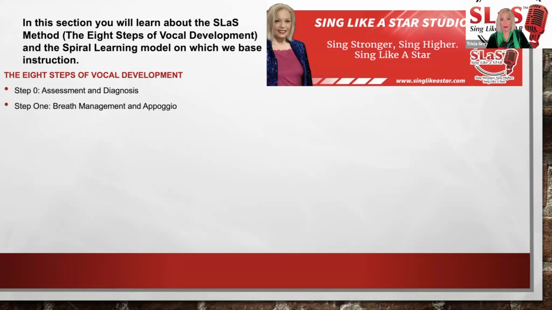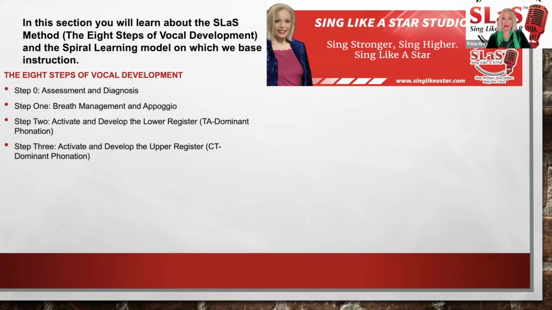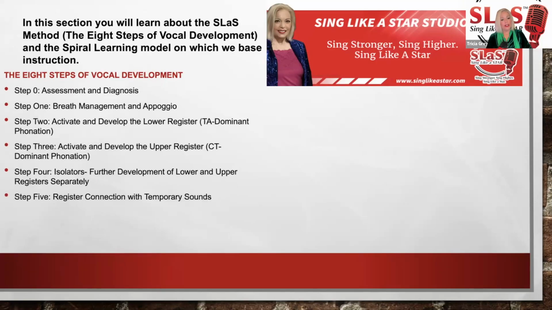Step 1, breath management and appoggio. Step 2, activate and develop the lower register. That's called TA dominant phonation. Step 3, activate and develop the upper register, CT dominant phonation. Step 4, isolators, further development of lower and upper registers separately. Step 5, register connection with temporary sounds. This is the mixing step.